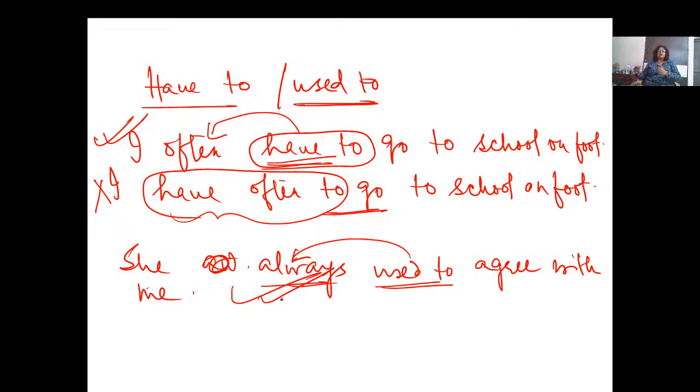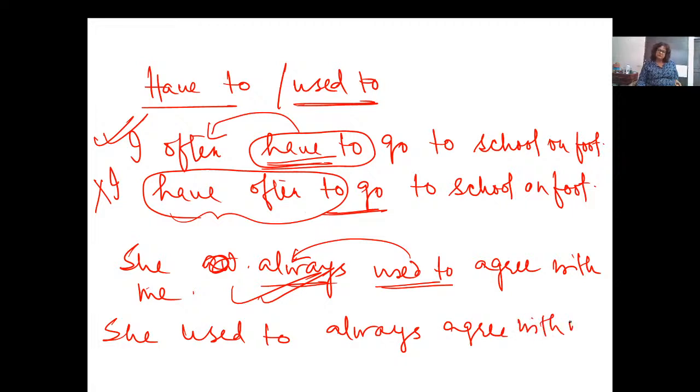If I write, she used to always agree with me, this is not the right sentence. She used to always agree with me, that is a wrong sentence. The right sentence will be, she always used to agree with me. Because before have to or before used to, the frequency adverb must be placed. This is a mandatory rule, a mandatory concept. It's a very, very important concept. We have to remember that.